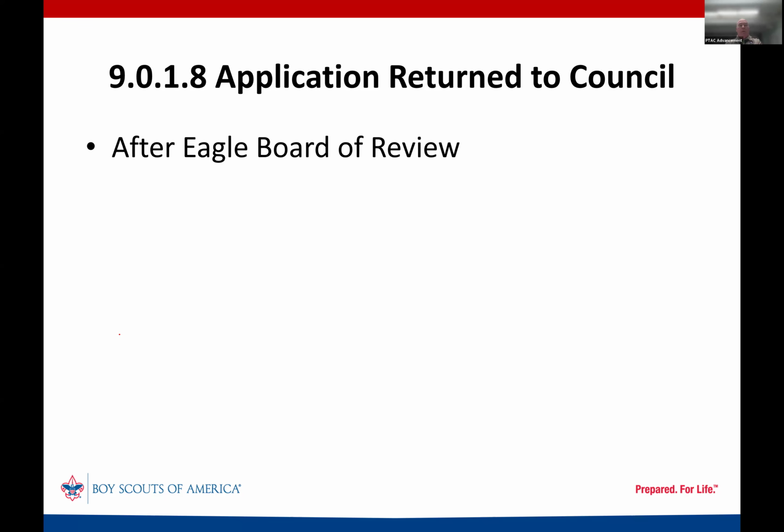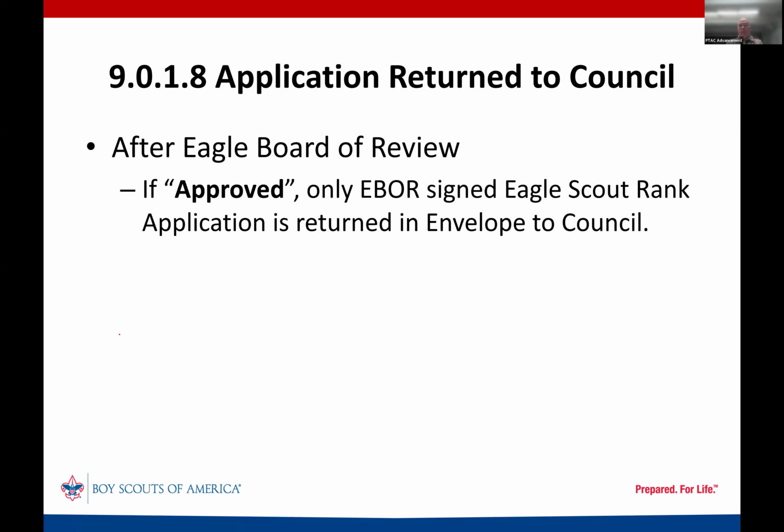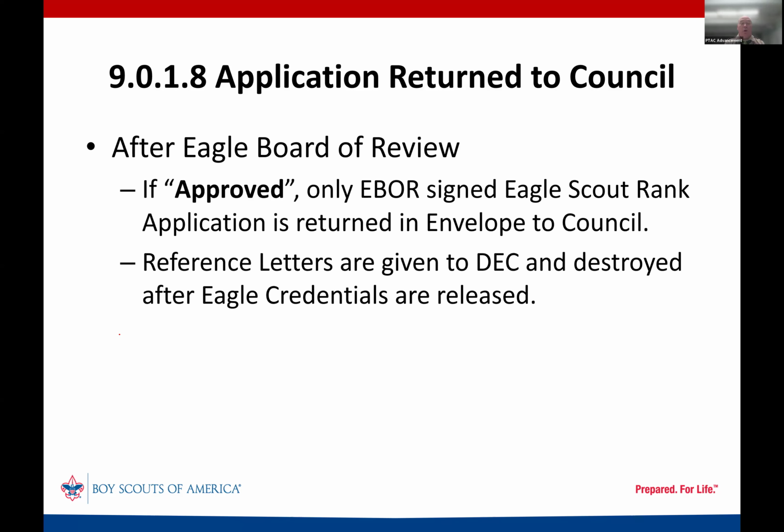All right. And so with the board of review, there's basically going to be 2 different outcomes. Either the board is going to approve the scout. In this particular case, only the rank application that has been signed needs to be returned to council in that special envelope. Also, all the letters of reference are going to be given to the district Eagle coordinator. The district person takes the letters of reference and is supposed to destroy them after the Eagle credentials have been released.